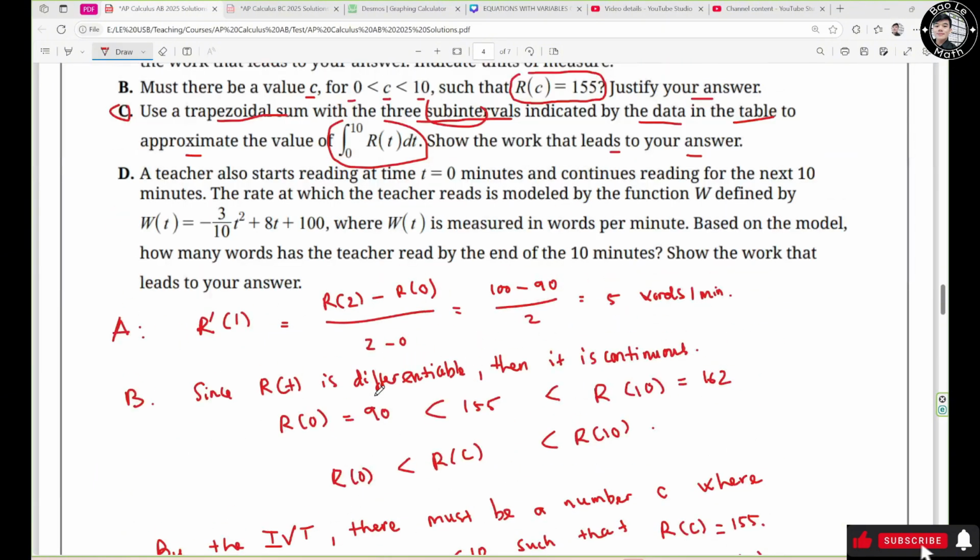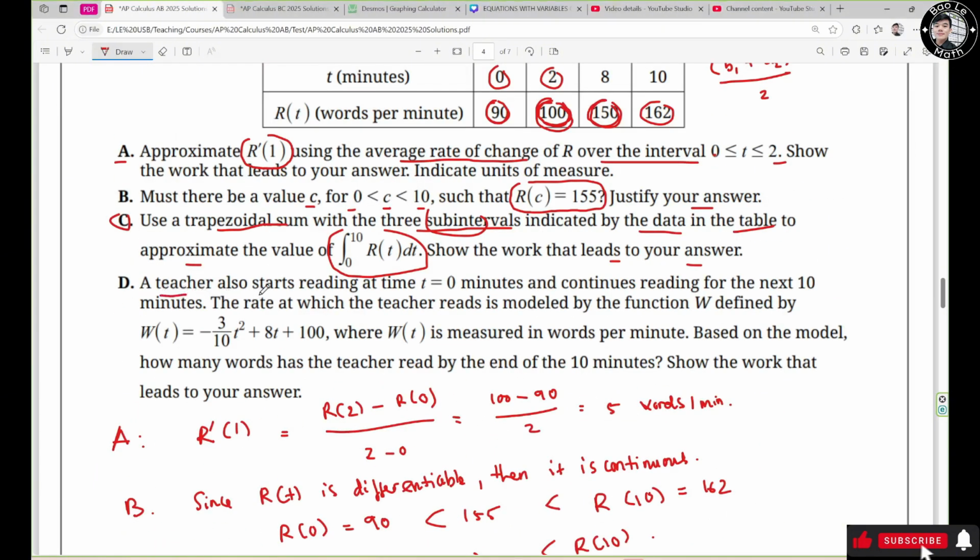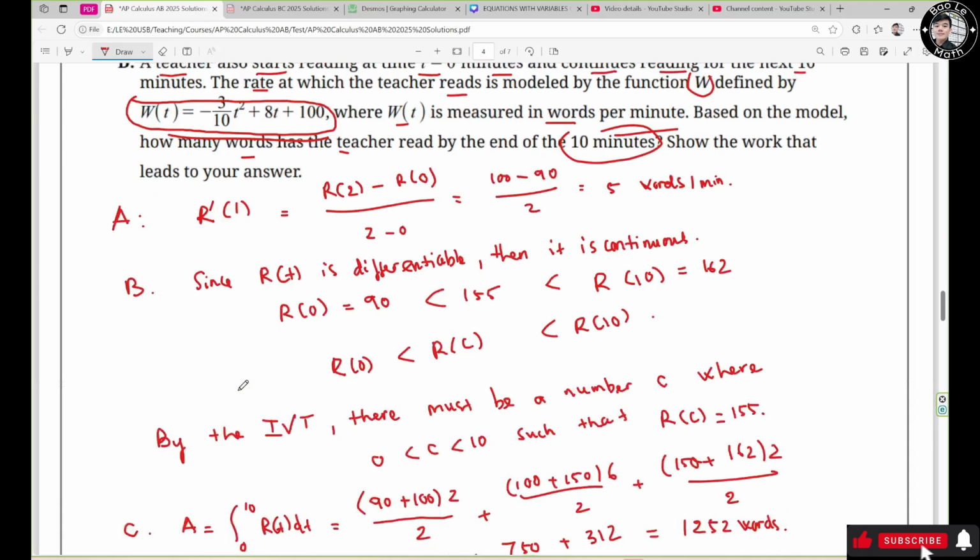Now let's move on to question D. A teacher also starts reading at time t equals 0 minutes and continues reading for the next 10 minutes. The rate at which the teacher reads is modeled by the function W of t, measured in words per minute. Based on the model, how many words has the teacher read by the end of 10 minutes? Because this is the function of the rate of change, technically you just integrate this one.